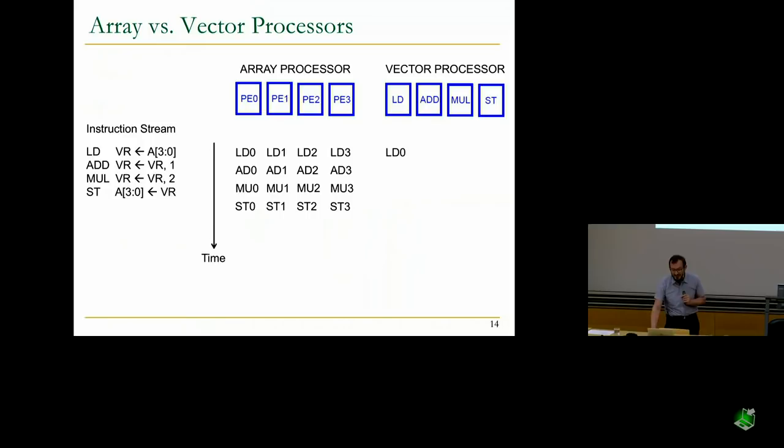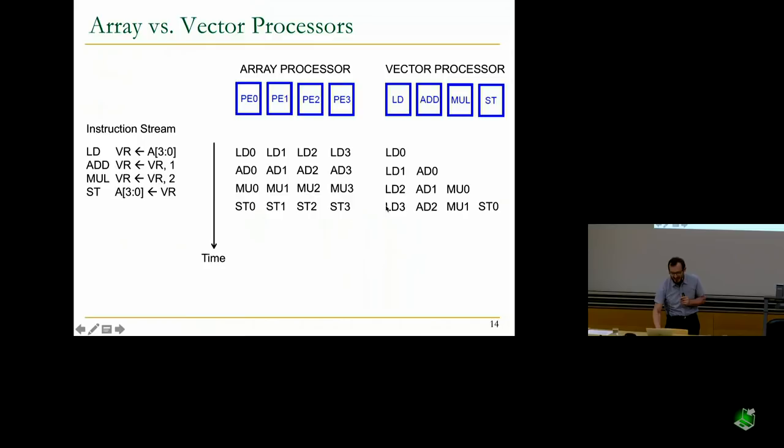We can only start one operation of an element in a cycle. So if you look at this, in the first cycle, we start the load of the first element. In the next cycle, we start the load of the second element in the load unit. Now we can start the add of the first element of the second instruction. In the third cycle, we start the load of the third element, element two, while we're starting the add of element one, and the multiply of element zero.